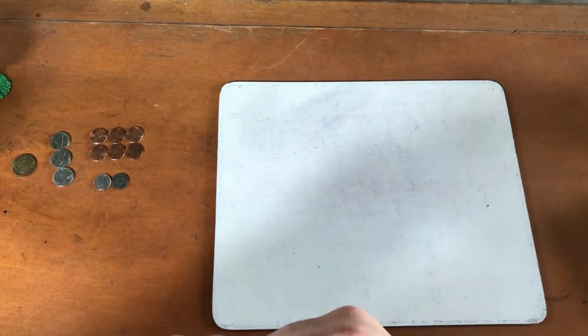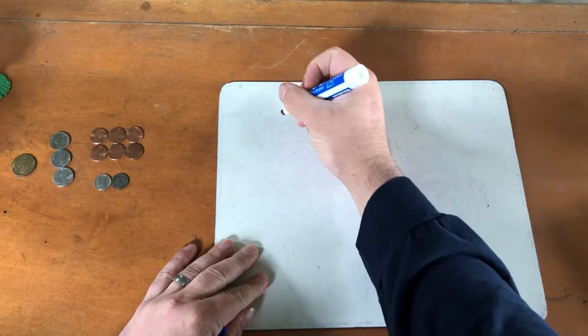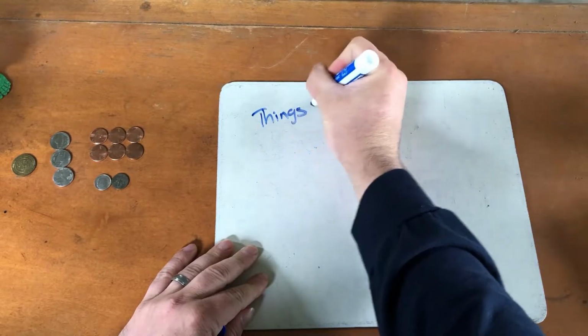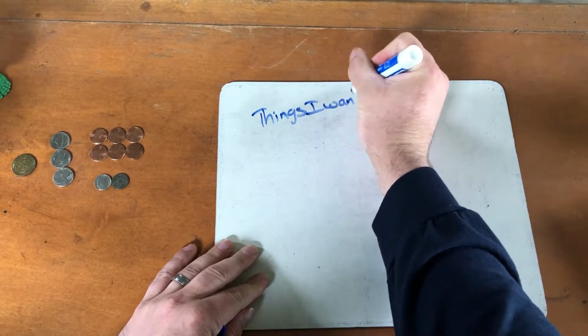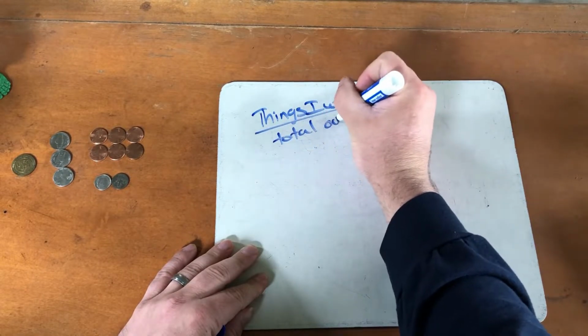When I'm trying to solve a probability problem, it's important to remember that probability is a proportion of the things I want over the total outcomes.